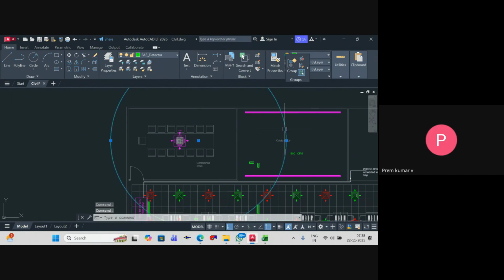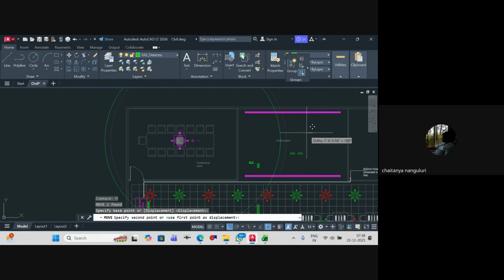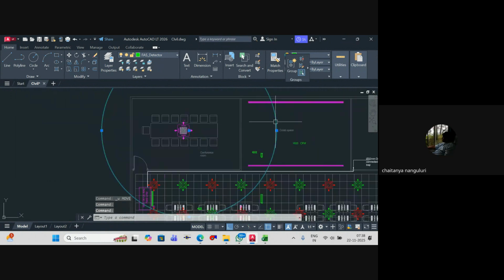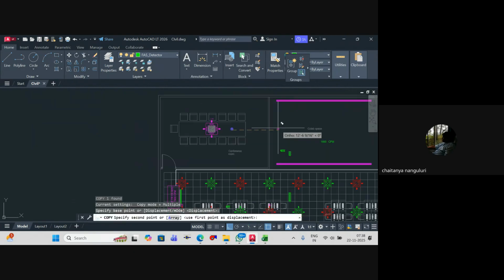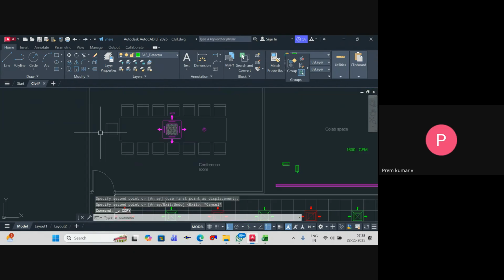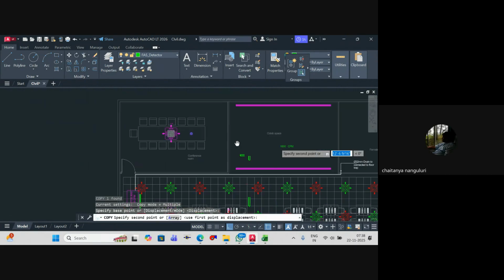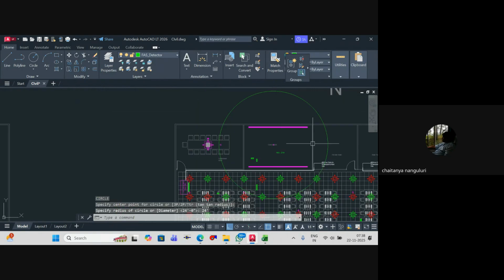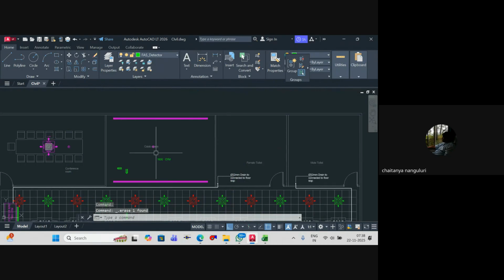Understood? So I should have a gap of 1 meter, 1000 mm. Oh, sorry, this is in feet. So 3 feet, 4 feet. I'll take 4 feet for example. So one detector is sufficient here. In this case too, probably one is sufficient. With a 7.5 meter radius, 24 feet, it's covered. Then similarly, we can take it here as well.